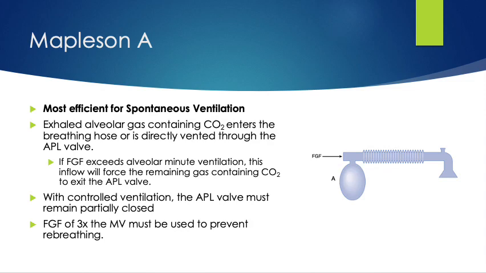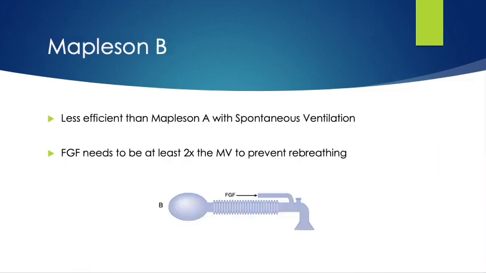So how do they work? Exhaled alveolar gas containing carbon dioxide enters the breathing hose that's pictured here or is directly vented through the APL valve. So you need to have your APL valve at least partially open to exhale that CO2. When there's controlled ventilation, like I said, the APL valve must remain partially closed, and fresh gas flows of 3 times the minute ventilation must be used to prevent rebreathing.